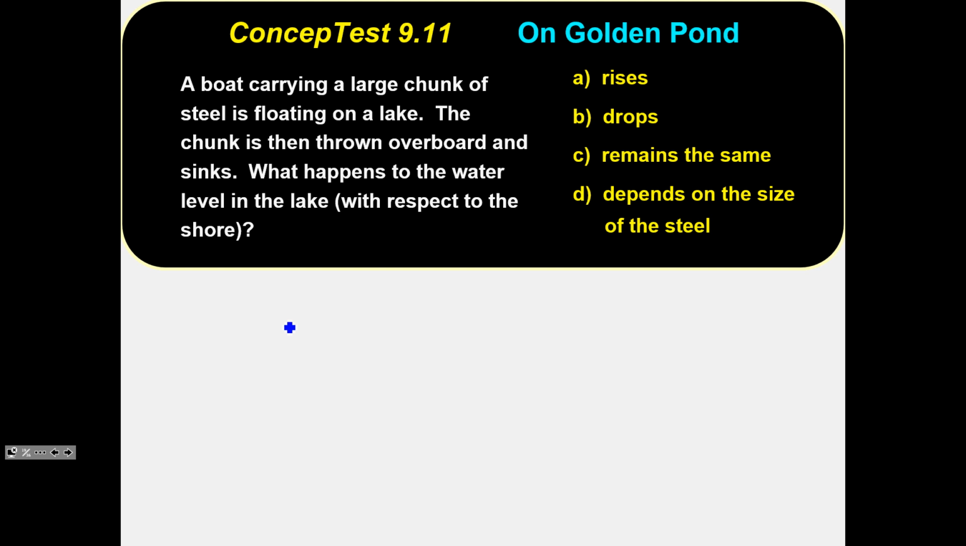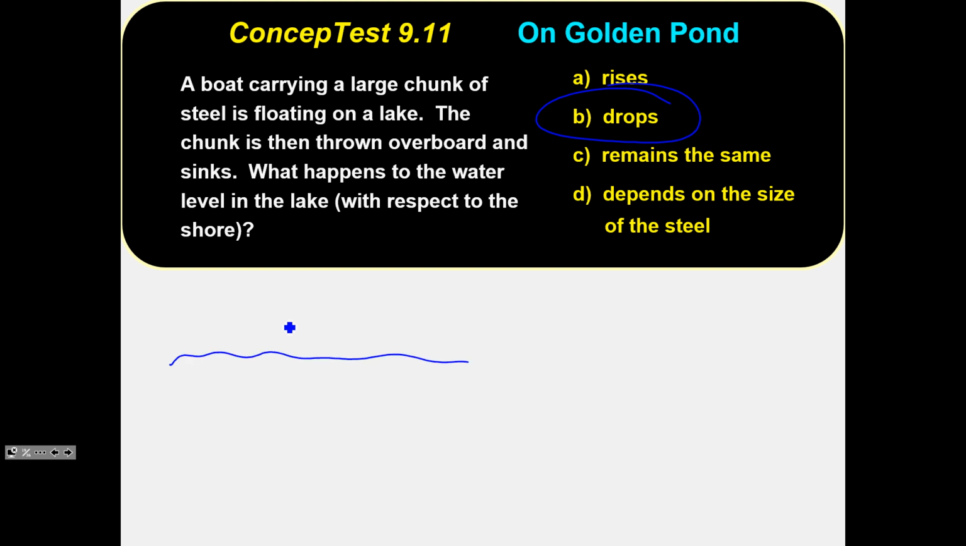Okay, so here's one that students often miss. I'm not saying this is on the exam, but I have put it on the exam before. I have a boat carrying a large chunk of steel. It's floating on a lake. The chunk is then thrown overboard and sinks. I wonder what happens to the water level in the lake. Often people think that the water level rises, but that's not really what happens. Really, the answer here is that it drops, and this is the reason.